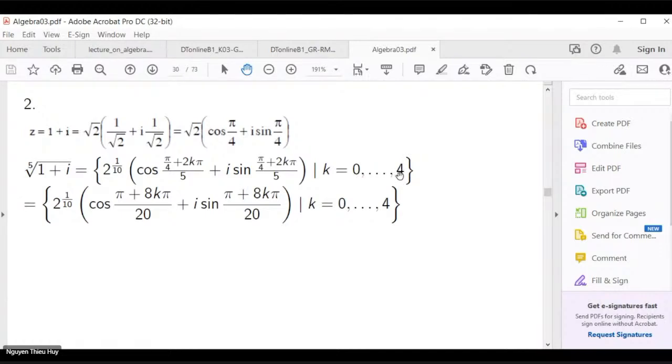So we do some computation so it looks nice. You can put pi outside and you obtain 1 plus 8k. Good. And this is the set of all fifth roots of 1 plus i. And of course, maybe I give you one more example so that this is familiar to you.